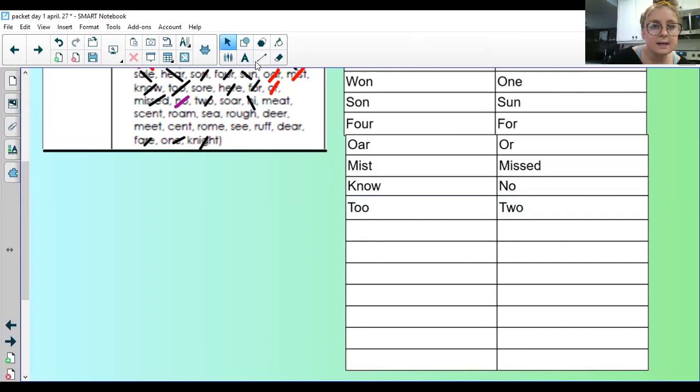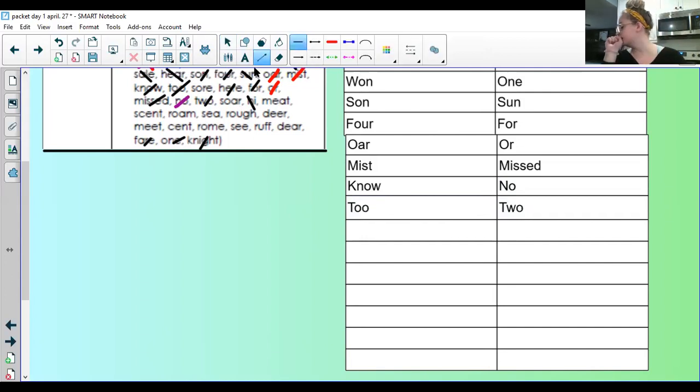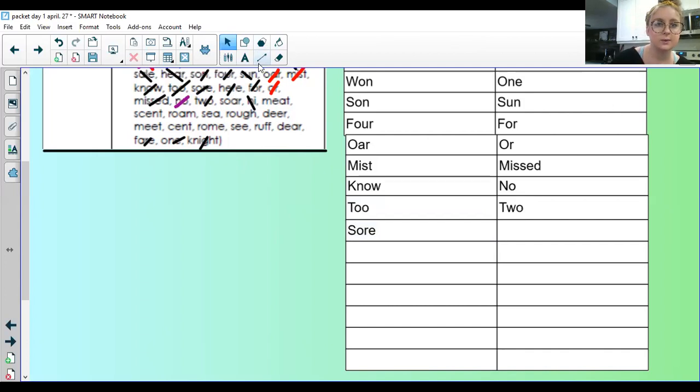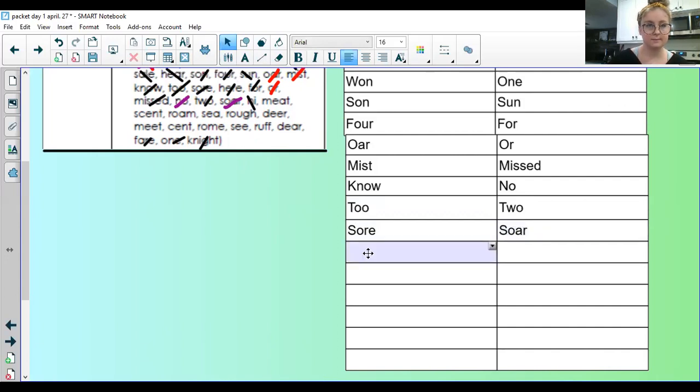All right, then we have the word sore. Sorry, friends. S-O-R-E is sore. Sore means that it's like, say you go on a run and your muscles hurt. And then we have S-O-A-R, soar. It's like a bird is soaring in the sky. That means like flying high.